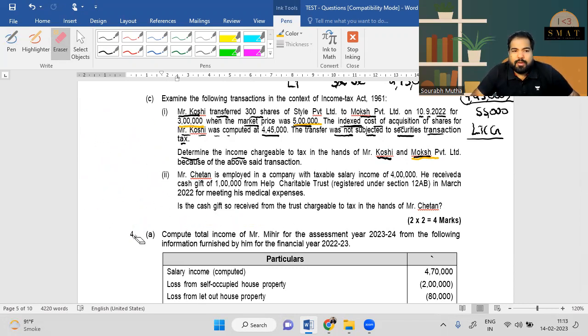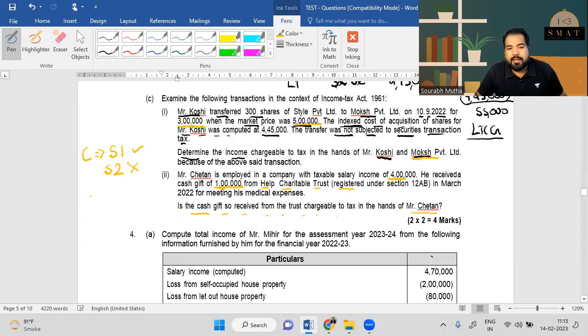Moving ahead to the next one. Mr. Chetan is employed in a company with a taxable salary of 4 lakh. He received a cash gift of 1 lakh from a health charitable trust, which is registered. Is the cash gift so received from the trust chargeable to tax in the hands of Chetan? So guys, Chetan is getting some money. Step 1, is it MISB SATJOY? Yes. But step 2, if you receive it from a trust, etc., 1 lakh rupees, is it taxable? No. Step 2 says that this will not be taxed.